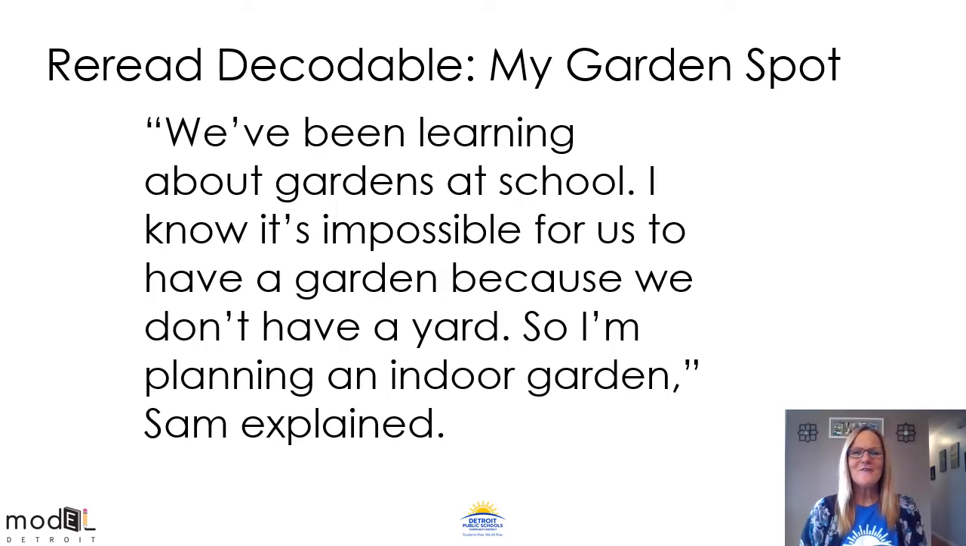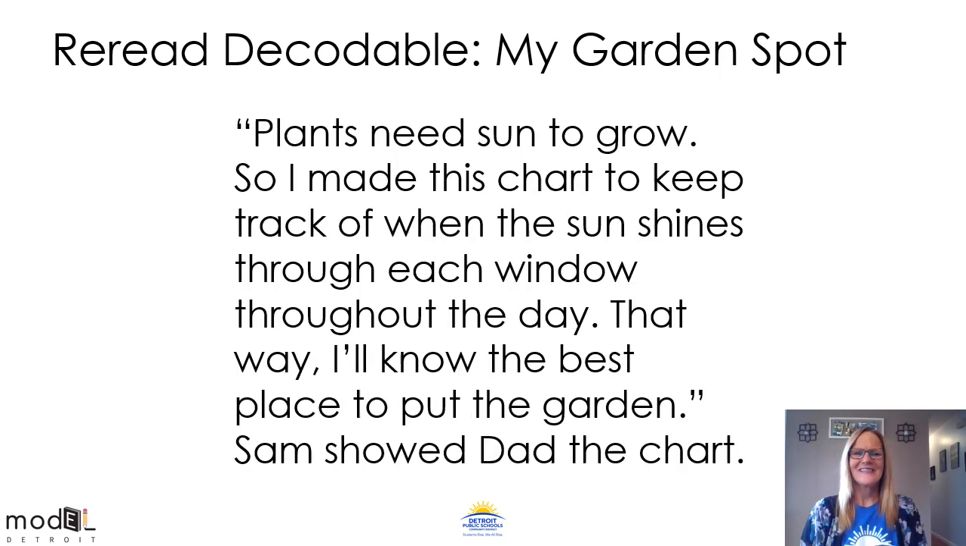"We've been learning about gardens at school. I know it's impossible for us to have a garden because we don't have a yard, so I'm planning an indoor garden," Sam explained. "Plants need sun to grow, so I made this chart to keep track of when the sun shines through each window throughout the day. That way, I'll know the best place to put the garden." Sam showed Dad the chart.